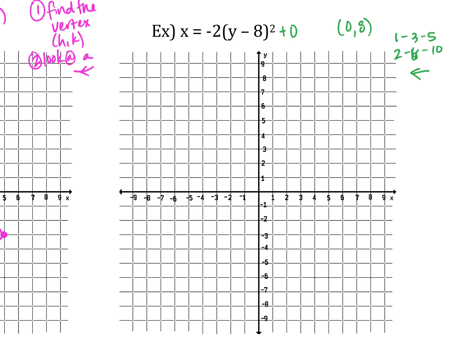So I'm going to go over 0 and up 8. I'm going to go up 1 to the left 2, up 1 and to the left 6, 2, 4, 6. I'm just going to mirror that on the other side. I can't do the 10, it's too far. And there we go. You can double check everything with our BFF. Remember what our BFF is? Desmos. So you can always grab your calculator and type that bad boy in.